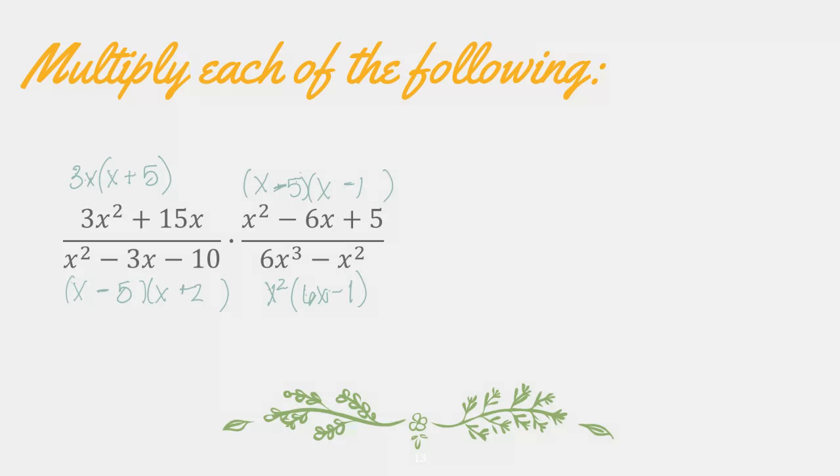Now that I've got everything factored, I can start canceling stuff out. I'm going to cancel out the x minus 5s. I'm going to cancel out an x from each of these. And it looks like that's all I have left. So now I multiply 3 times x minus 1 on top. And on bottom, I'm going to multiply x, 6x minus 1, and x plus 2.